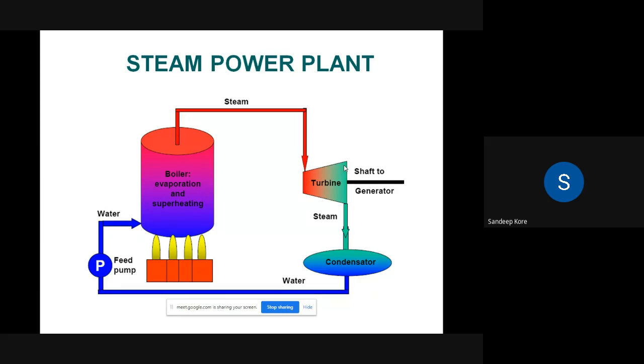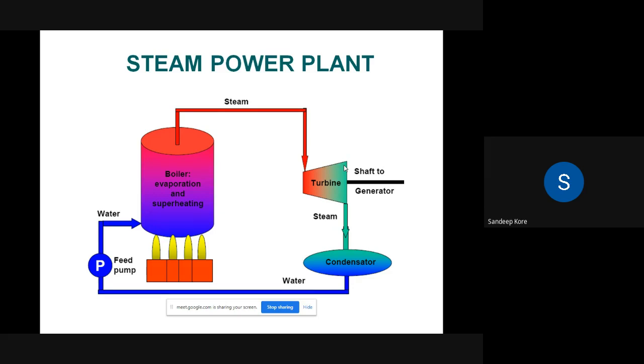Steam power plants. So where the steam power plants are available, if you are from Nashik area, you are knowing there is Eklari, the city near Nashik, where the Eklari thermal power station is there. Or if you go to Chandrapur, there is a super thermal power station, which has a capacity of 2000 megawatt.